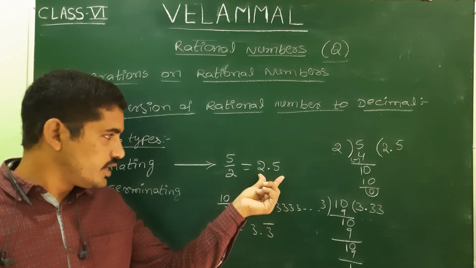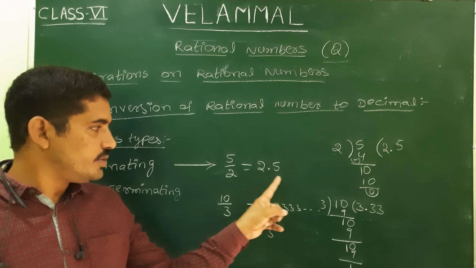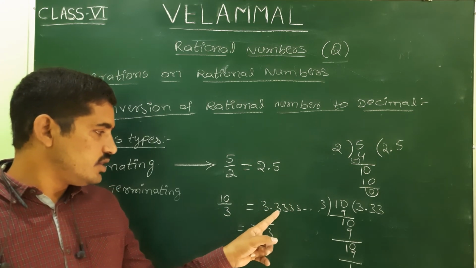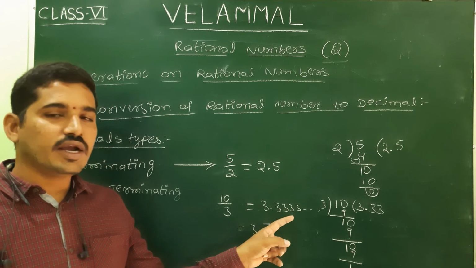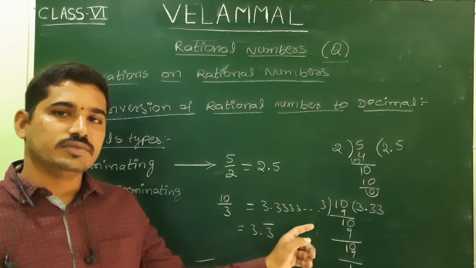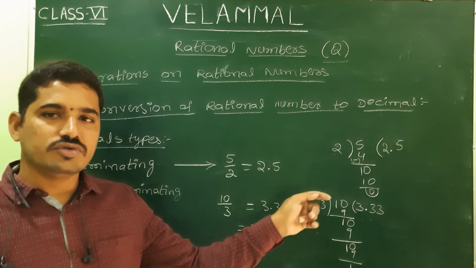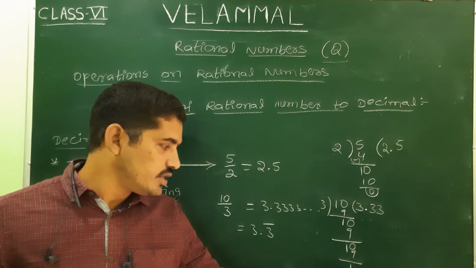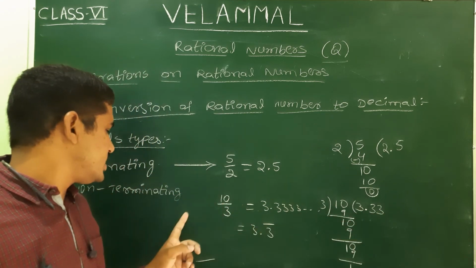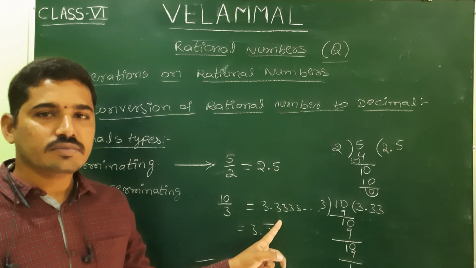It is a terminating decimal. After the decimal there will be the limited number of digits, and in the non-terminating decimal there will be infinite number of digits. Where this 3 will end, we don't know. So it keeps on, we need to do the division. How many times we are repeating the procedure, those many number of 3's will come. So it is called as a non-terminating decimal.